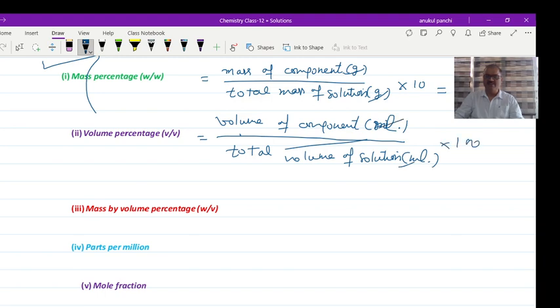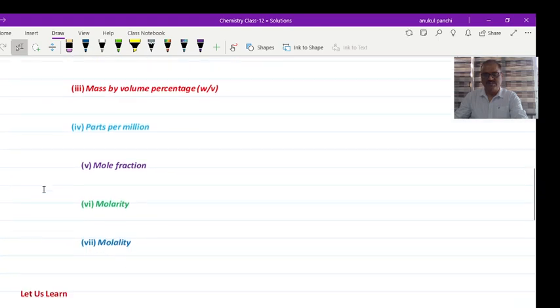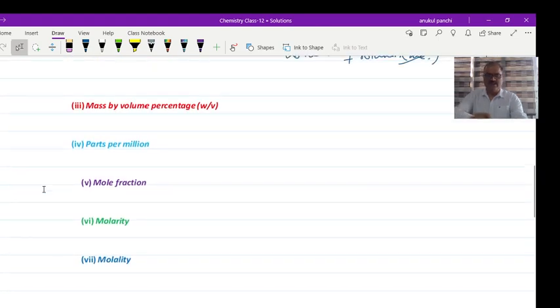Milli will be cancelled out. Again, the answer will have no units. V by V percentage it will be. Okay. So this is the second method of finding concentration, that is volume percentage. Now let us discuss the third method, mass by volume percentage.